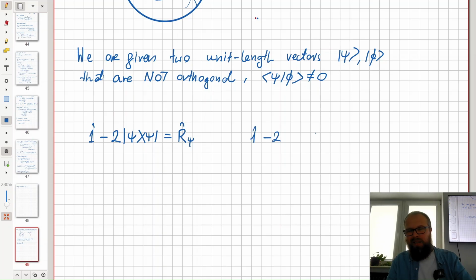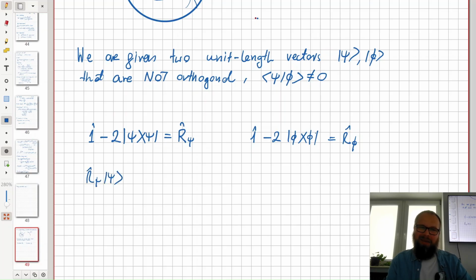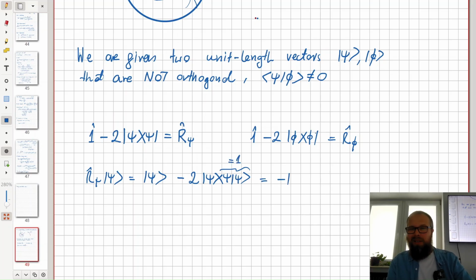And 1 minus twice phi, that would be a reflection of phi. Now, to see that it is indeed a reflection, if you take just r psi on psi, what will happen? You will get psi because of identity, and you will get minus twice psi on psi. And we assume the length of 1, so this is 1, so just minus psi.